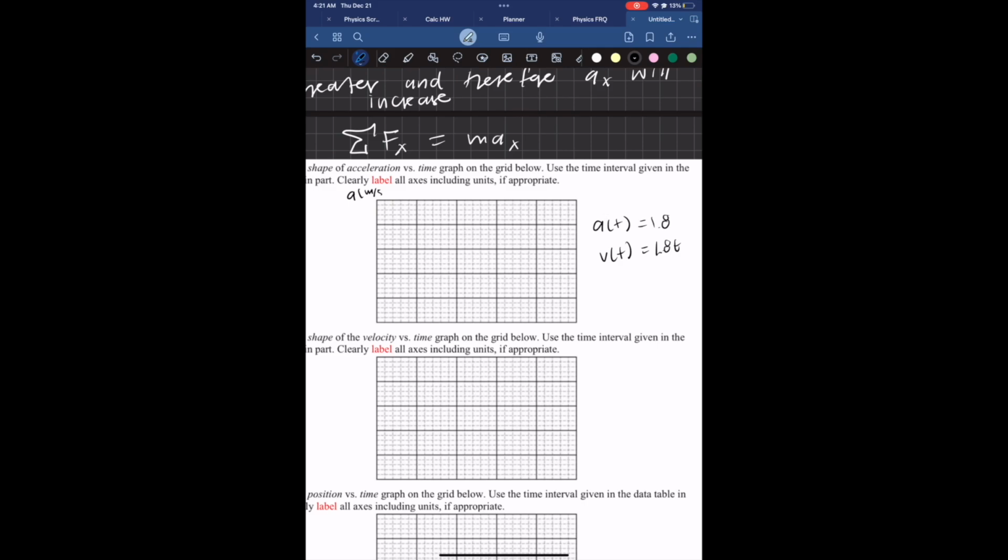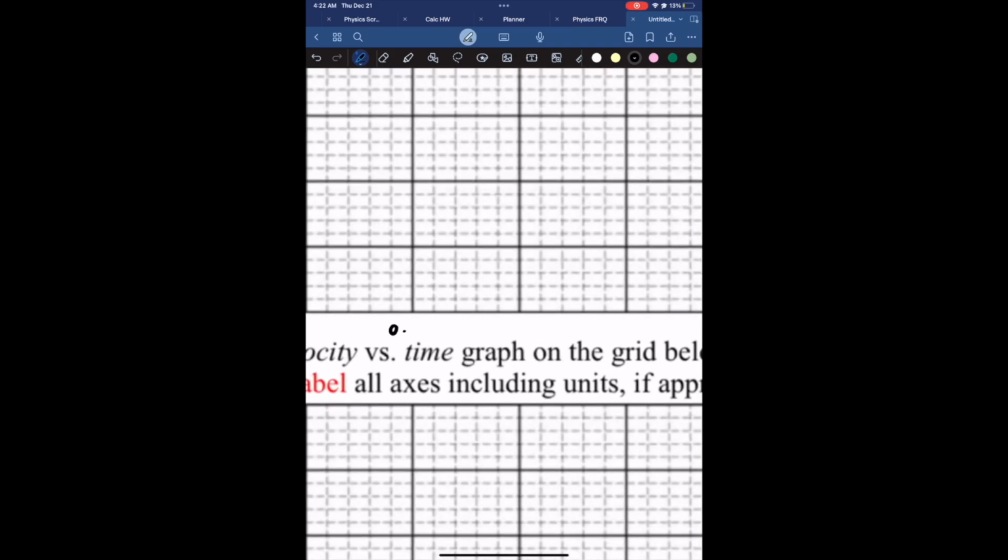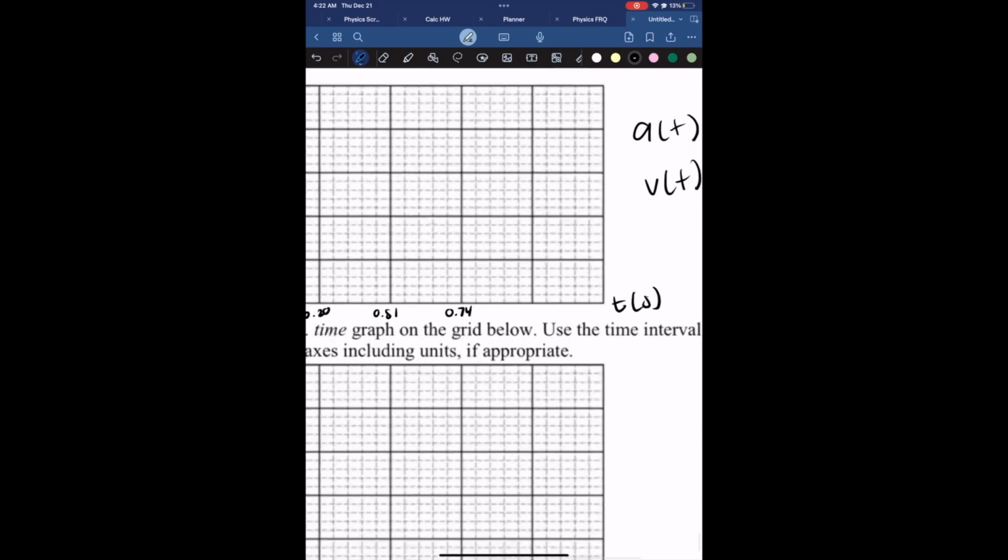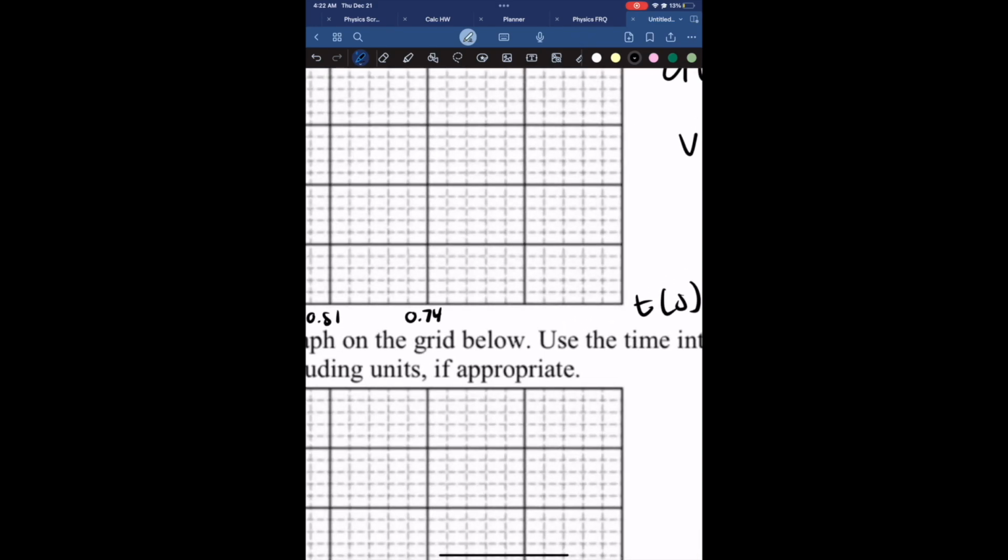So for the a versus t graph, the y-axis is going to be acceleration, in meters per second squared, and the x-axis is going to be time, in seconds. I simply scaled it by the time that's given in the table. Since a is a constant, I simply graphed a straight horizontal line across the graph.